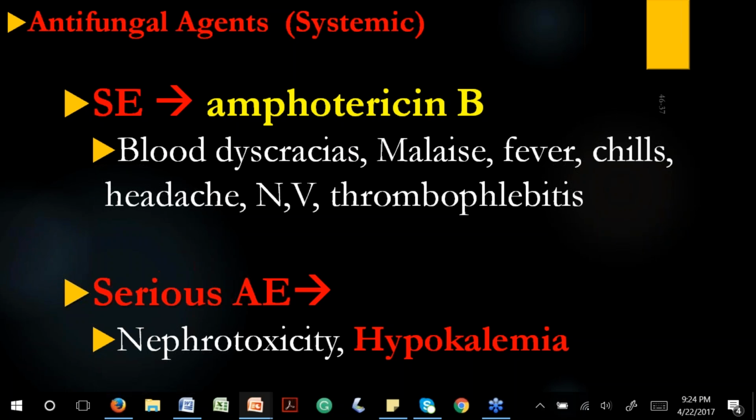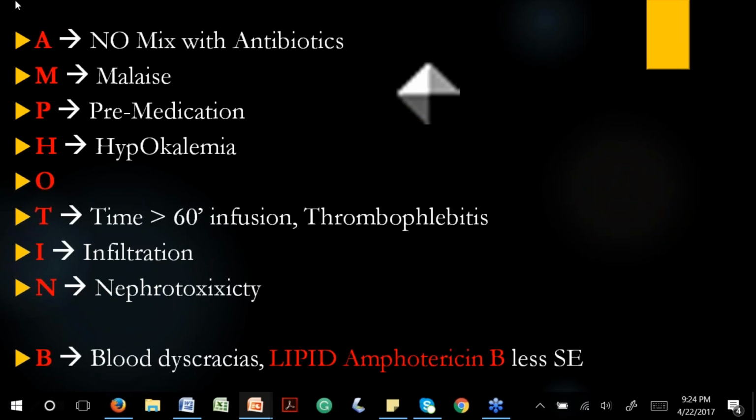For this, I have a mnemonic that is going to help you very much. So please, here, big star, or pyramid, whatever you want to call it. We have amphotericin B. A: no mix with antibiotics. M: malaise, so that's why we give some pre-medication. P: pre-medication. H, O: hypokalemia. Hypokalemia.